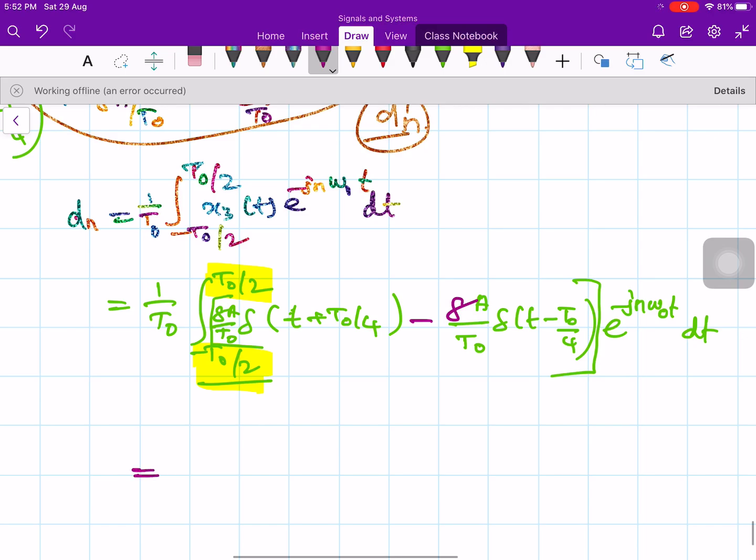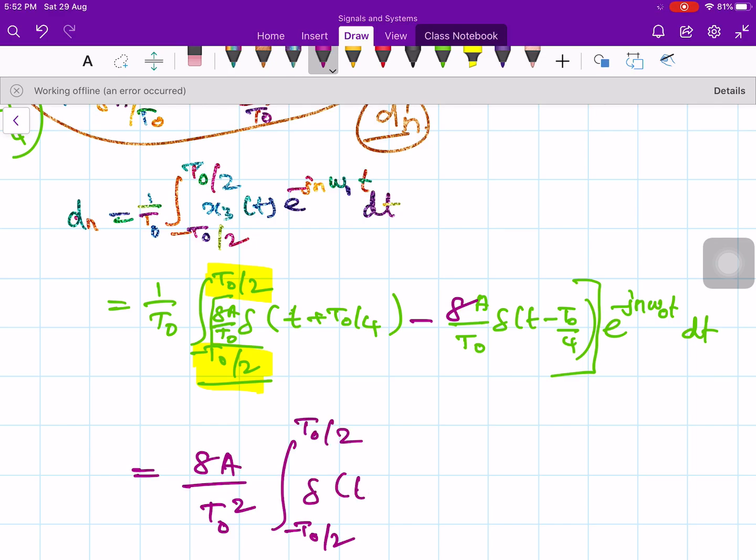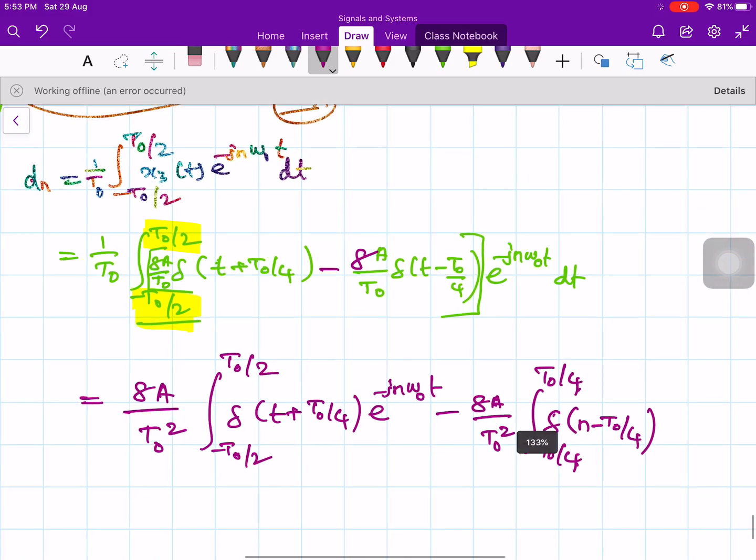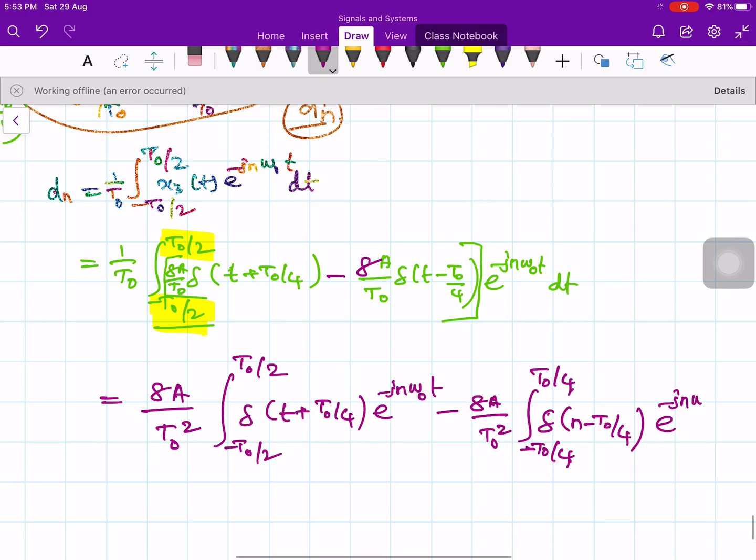So you can take 8a by t naught outside, so it becomes 8a by t naught square, integral from minus t naught by 2 to plus t naught by 2 of del of t plus t naught by 4 e to the minus jn omega naught t, minus 8a divided by t naught square, integral from minus t naught over 4 to t naught over 4 of del of t minus t naught over 4 e to the minus jn omega naught t dt.